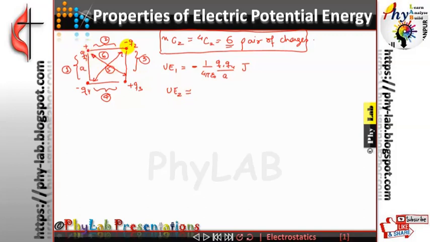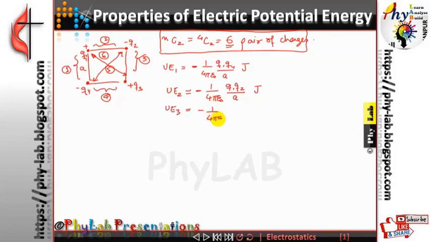Similarly for the second pair, like or unlike, this is also an unlike pair, so negative sign. 1 upon 4 pi epsilon naught Q1 Q2, the distance of separation is A, because it's a square of edge A, so A joule. Now what is the third pair? Potential energy of the third pair, that was Q2 and Q3. Are they like or unlike? They are unlike, so again minus.